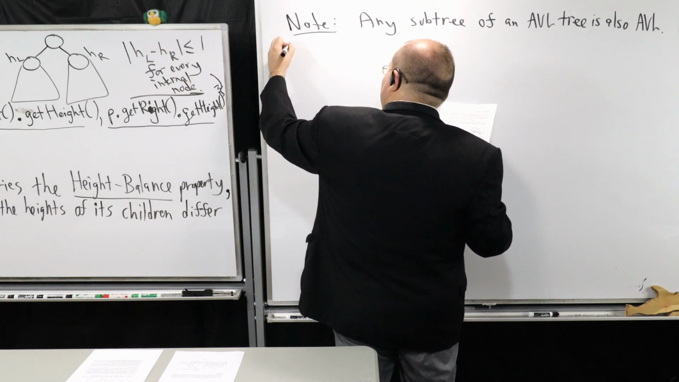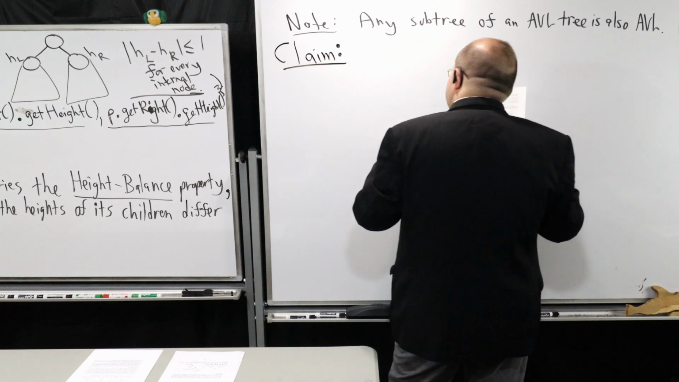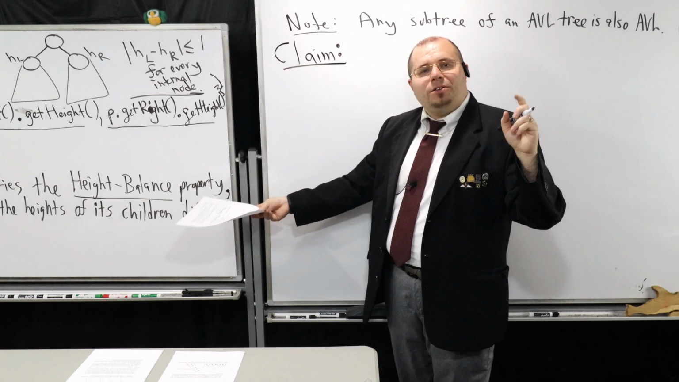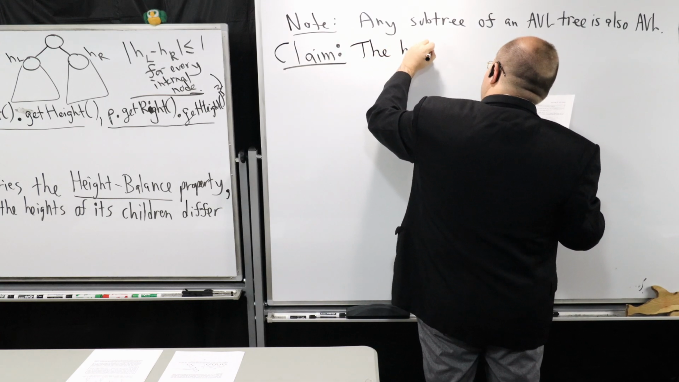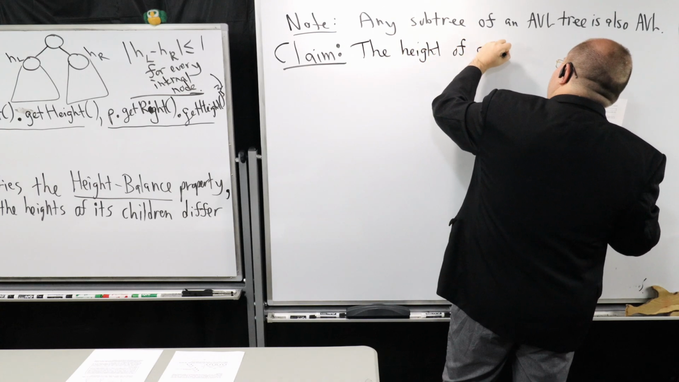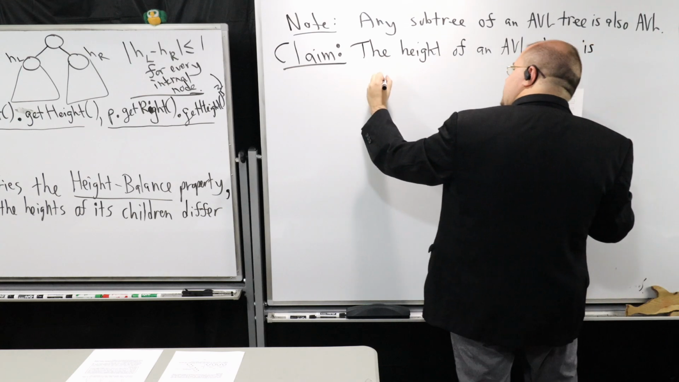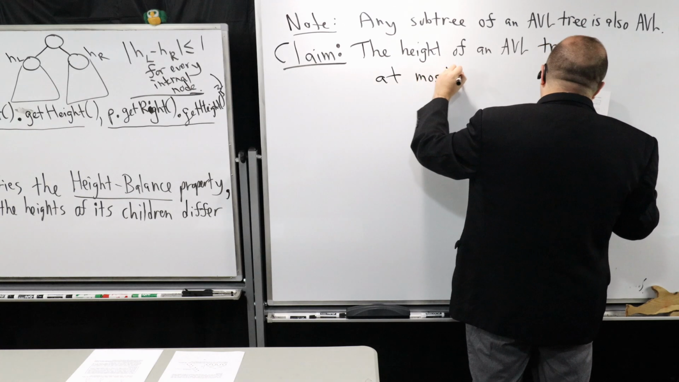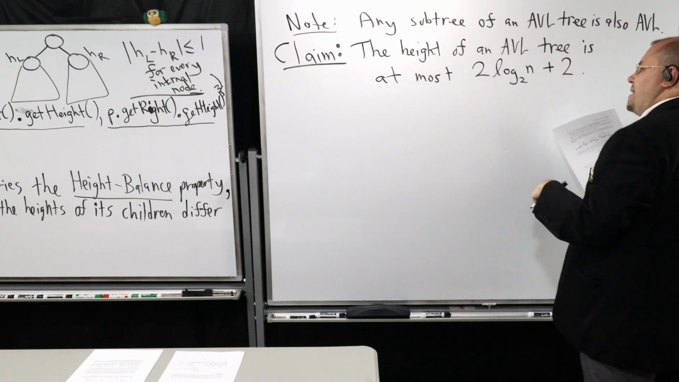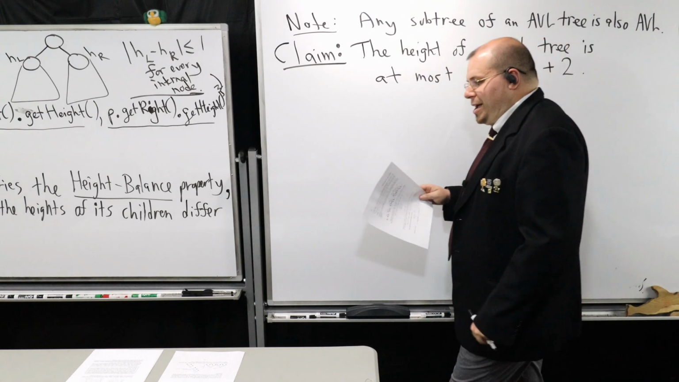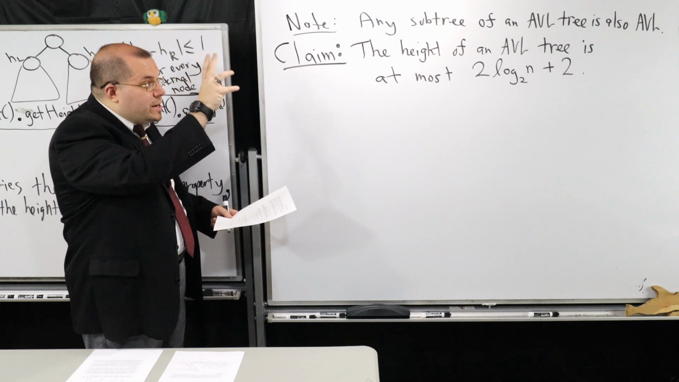The other part is going to be the following claim, and we're going to prove this together. Here's the claim. When we impose the height balance property, we get the following: the height of an AVL tree is at most 2 log base 2 of n plus 2. That's the claim. I must stress that you can analyze the structure of an AVL tree a little more carefully, but you're going to find that this will be good enough for us.